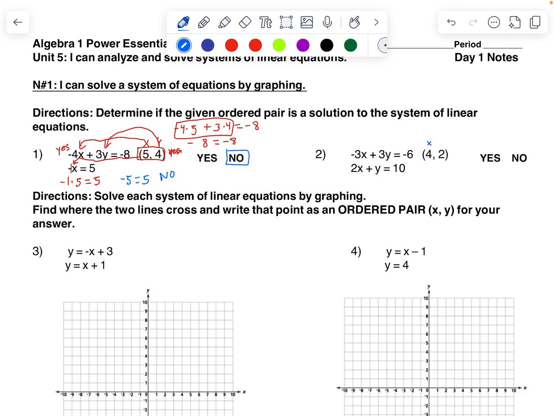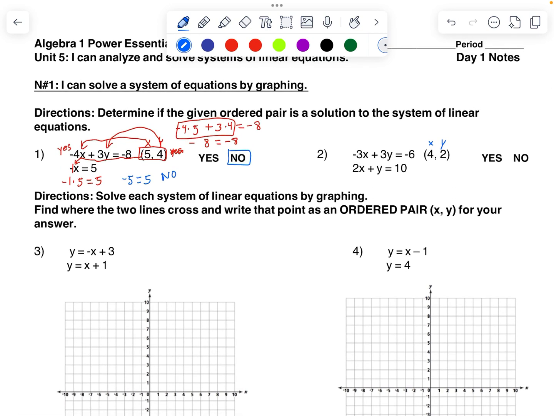Okay, moving on to number 2. My ordered pair is 4, 2. Remember, it's x, y. So anytime in these equations I see an x, I'm substituting a 4 in its place. Anytime I see a y, I'm substituting a 2 in its place. So this 4 is going to go there. This 2 is going to go there.